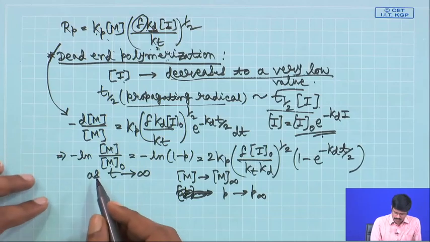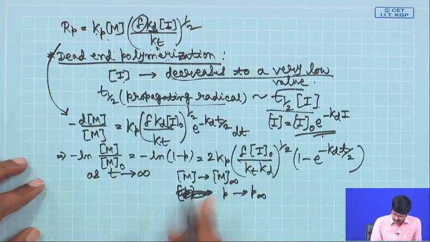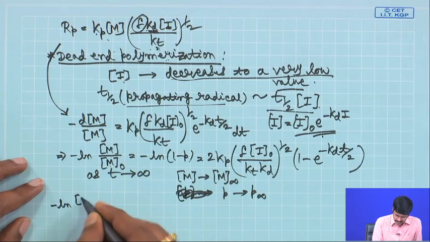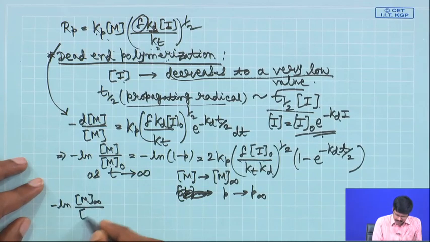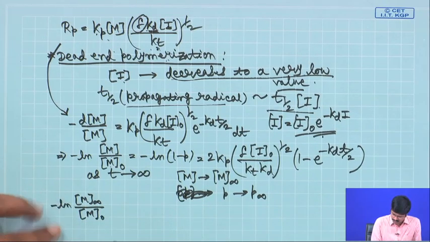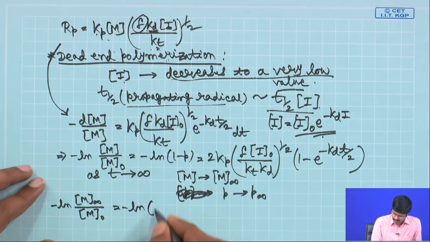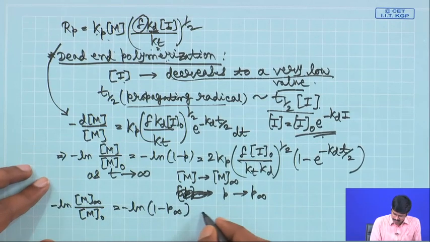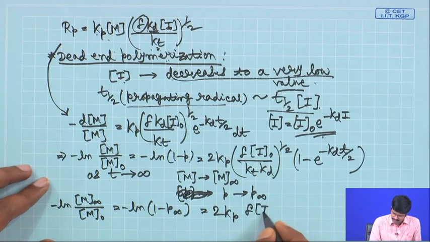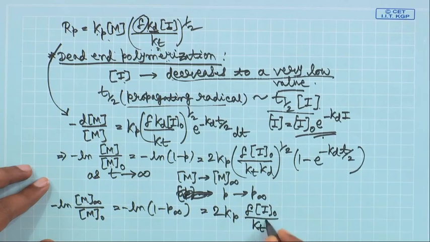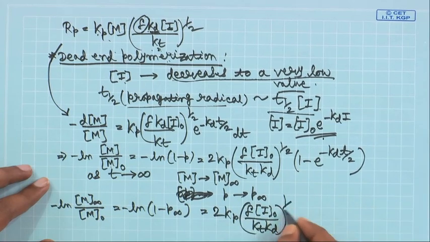So, if you now replace these values at that point of time, it will be minus ln m infinity divided by m naught equal to minus ln 1 minus P infinity equal to 2 Kp into f I 0 divided by Kt Kd to the power half.